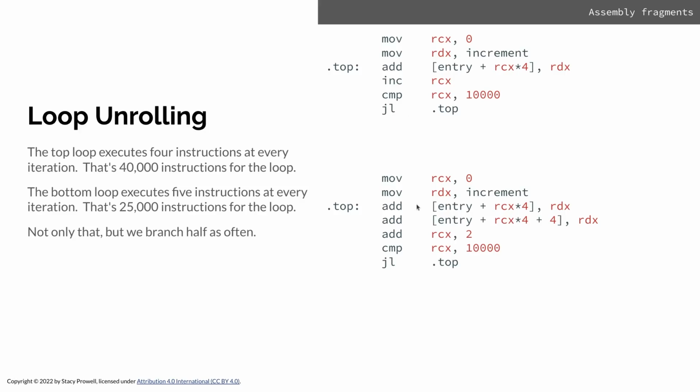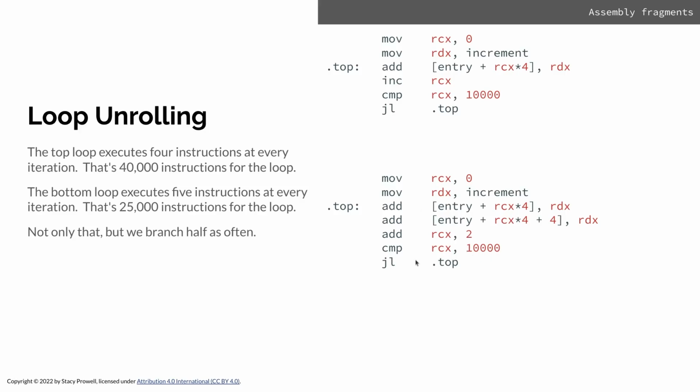Let's look at the one below it. The one below it does 2 adds, then it adds 2 to RCX. It compares it to 10,000 and then jumps to the top. It does 1, 2, 3, 4, 5 instructions each time through, right? It still is going to do all 10,000 entries, but it's only going to run half as often, right? Because it adds 2 each time. So it's only going to run 5,000 times.